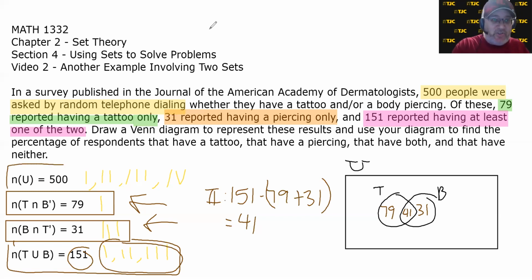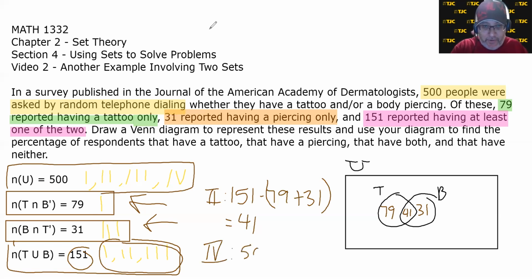The 500 represents the entire universe, which means all 4 numbers have to add up to 500. So to find the last piece, region 4, we can just take 500 and subtract the sum of the numbers that we already have. 79 plus 41 plus 31. But I already know what that equals. That equals 151. So 500 minus 151 is 349.